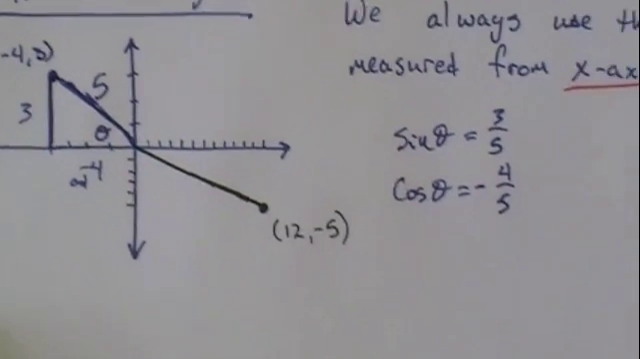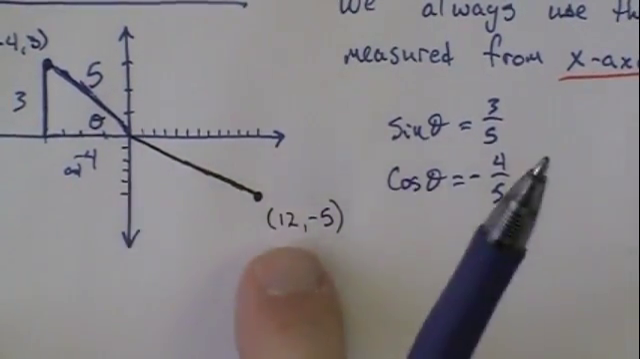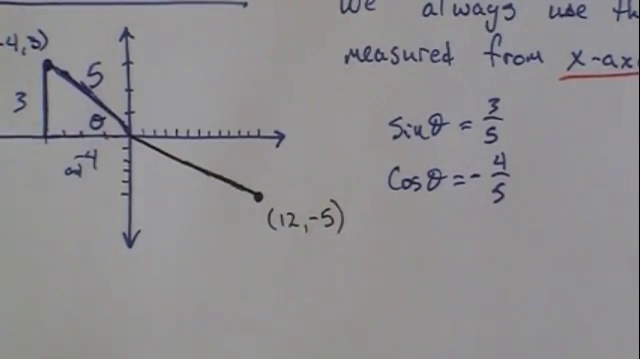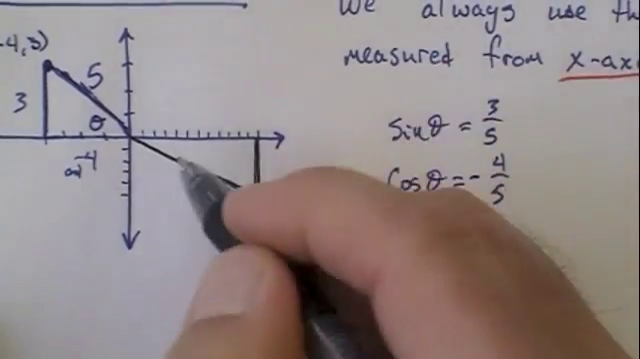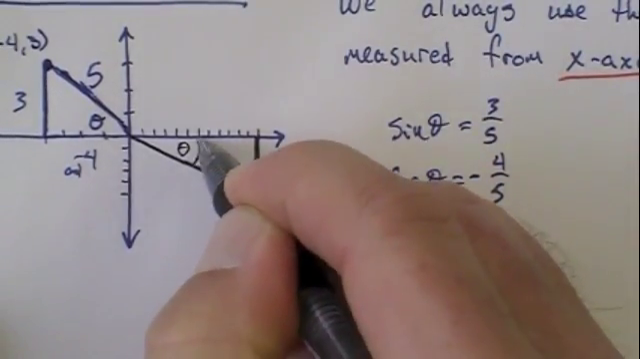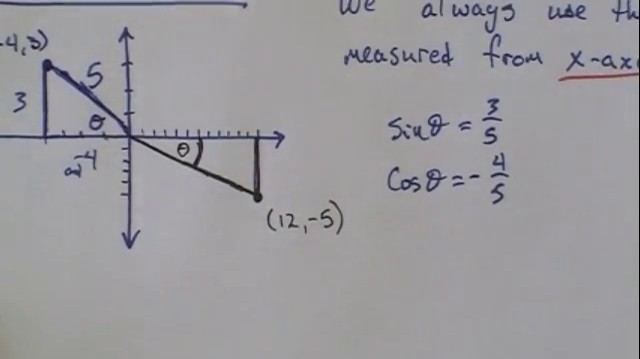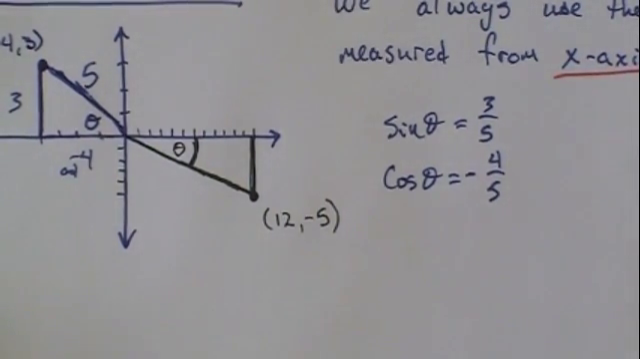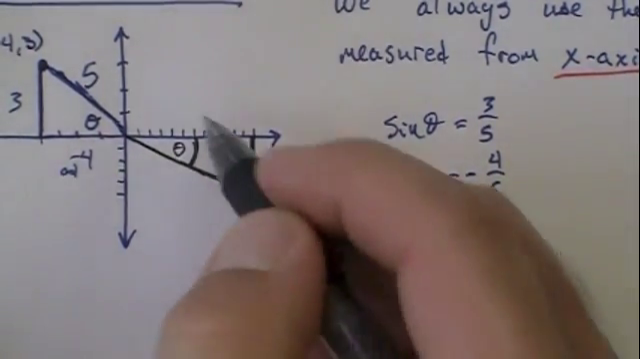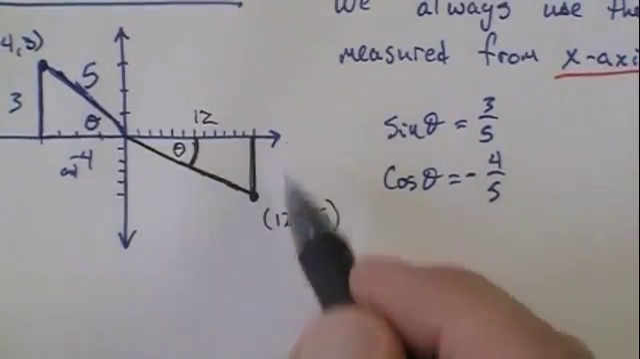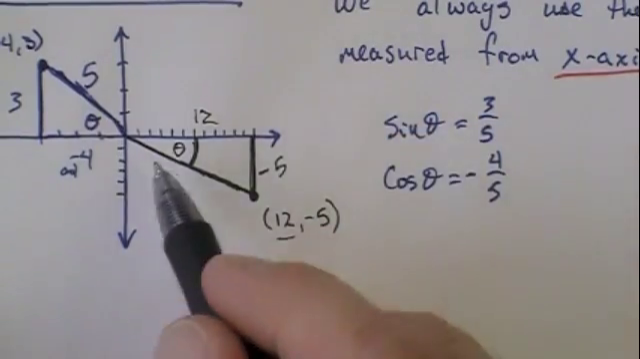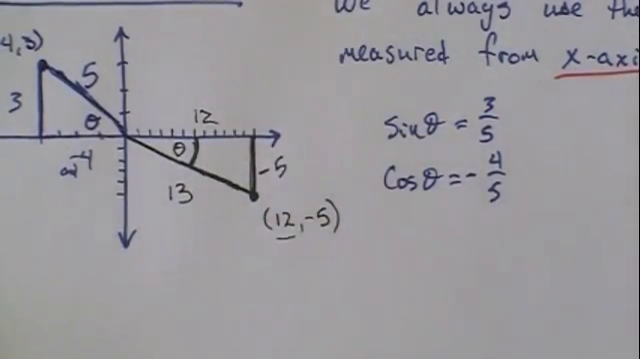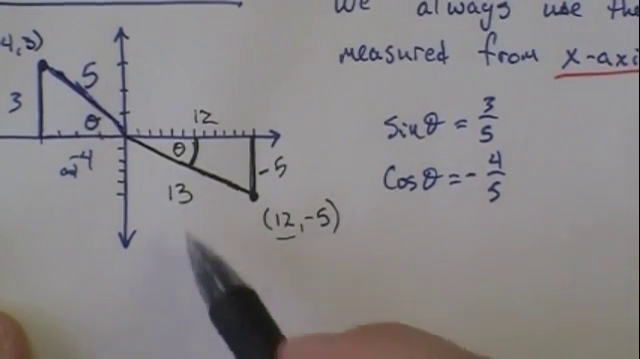Let's look at this other example. Here we have a point at 12, negative 5. Again, we're going to make our triangle, going from the x-axis to the terminal side. So here's our reference angle. We know we're going 12 here, because we've gone 12 over, and we're going down 5. That's a negative 5. That makes our hypotenuse 13 using the Pythagorean theorem. And again, hypotenuse is always positive.